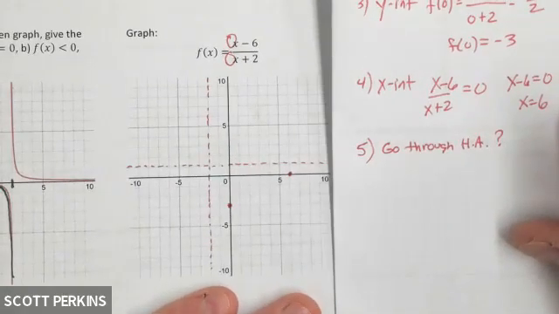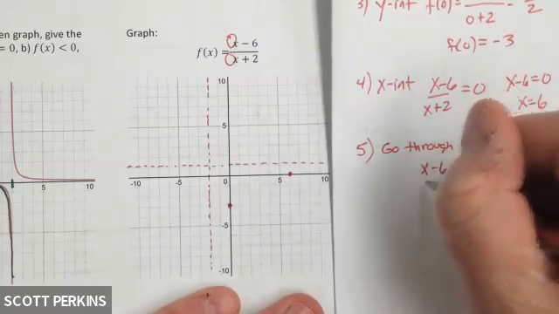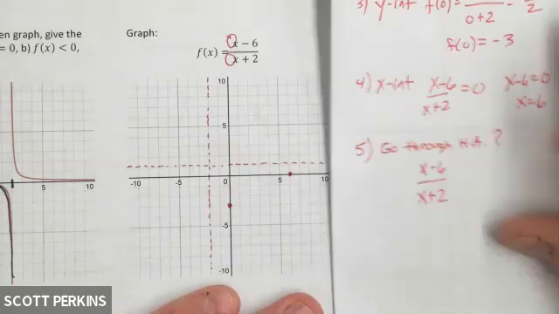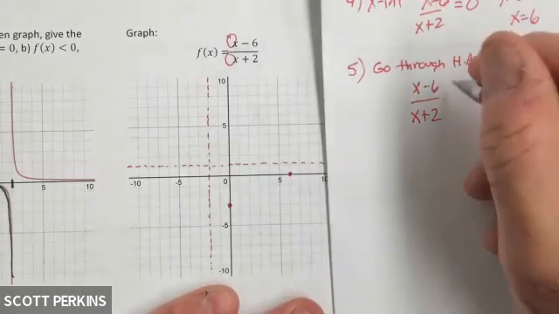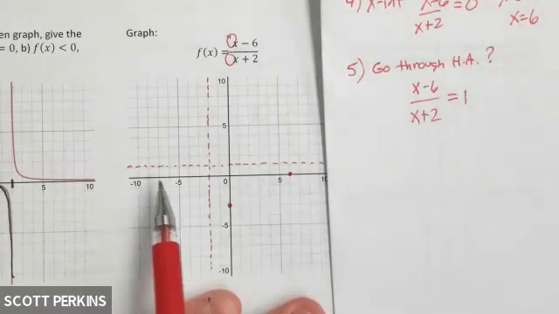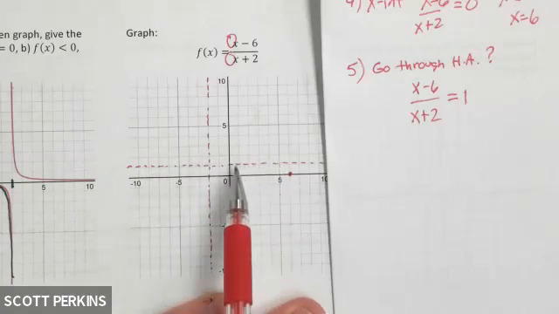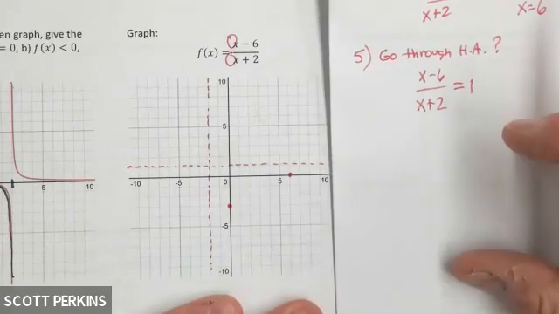Just a reminder, in order to figure out if it goes through the horizontal asymptote, I take my fraction, and what do I set it equal to? In this case, -1. Whatever the value of the horizontal asymptote you found in step 2, that's what you set it equal to. What we want to know is, does the graph take on this y value that we put the dotted line? And if so, where? So I can mark that point and know that.